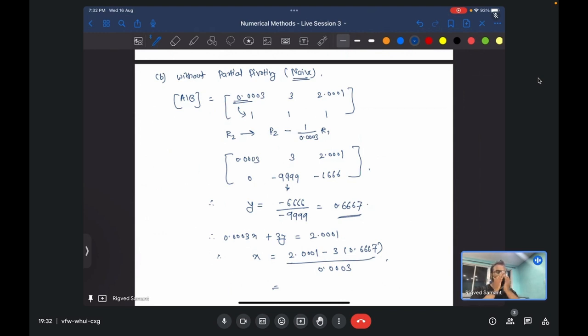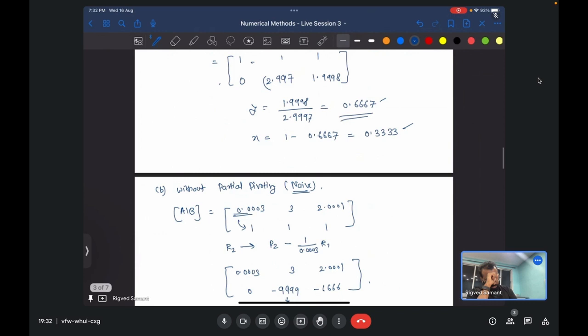So what is the value of x? Zero, right? So x is coming out to be 0 here. And what should x be? 0.333.